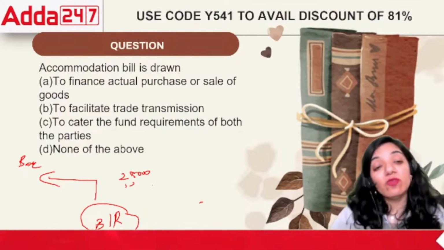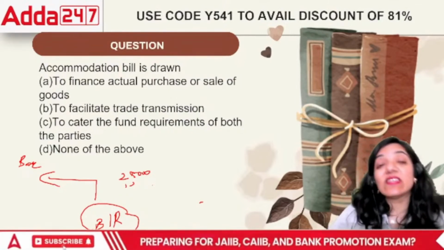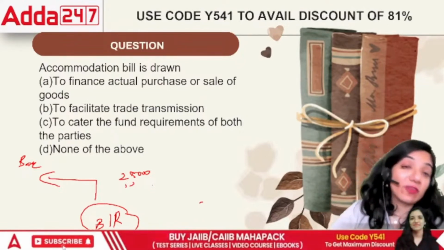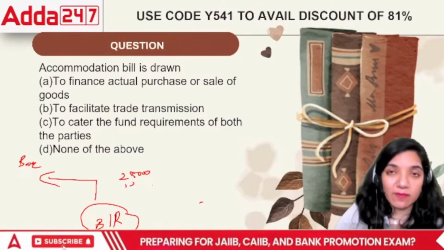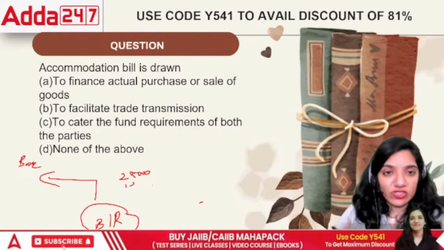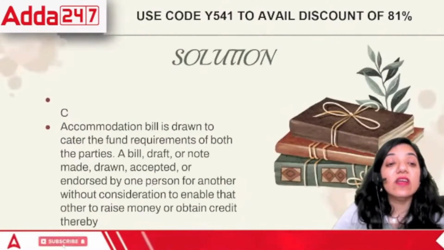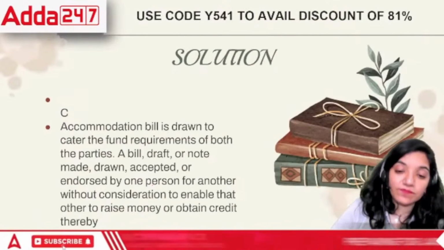So what will they do? Both of them will share that money among themselves. Once they share the money, after 3 months they will club their money and give it back to the bank. In this case, they are accommodating bills. They are basically helping each other in generating funds. So this is done to cater to the needs of both the parties.